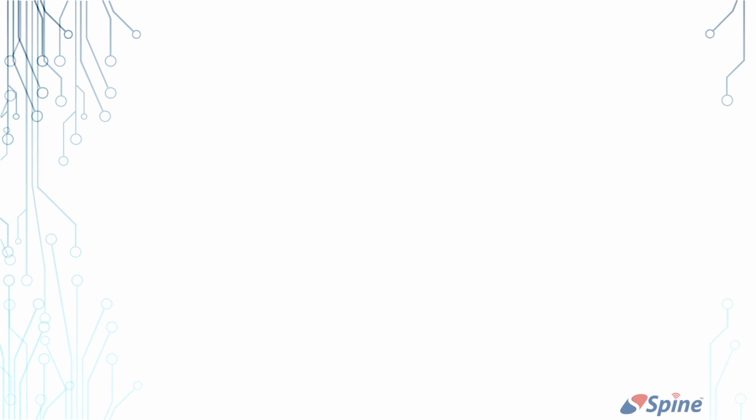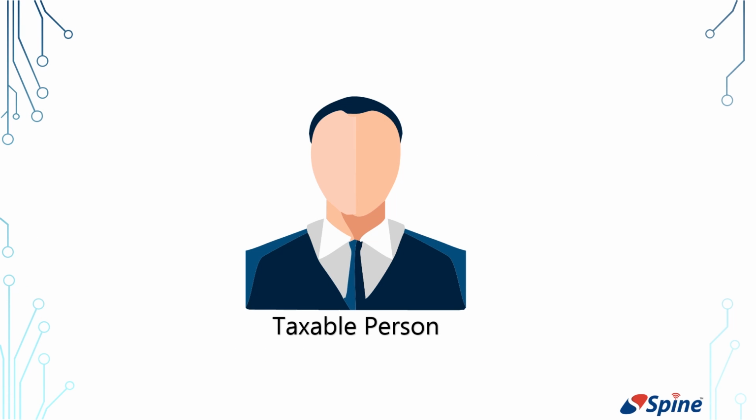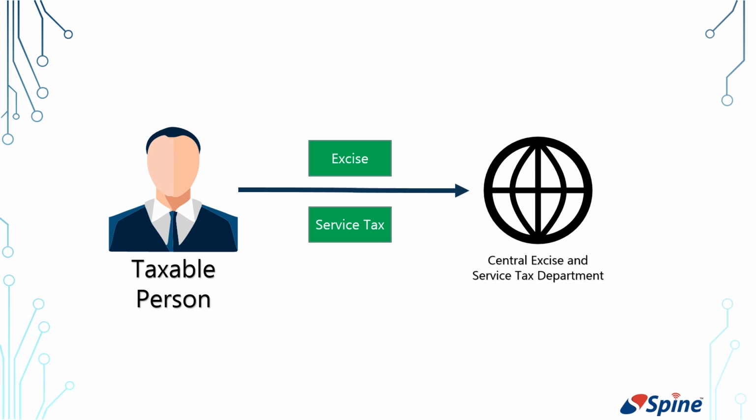Suppose you are this taxpayer, that is, anyone who is liable to pay tax. Note, for the purpose of this video, tax would mean indirect tax only. So, what are your responsibilities in the current tax regime? Mainly, you have to pay tax and file returns to the tax authorities. So, if you have a liability of excise or service tax, you have to file those returns or make those payments to the Central Excise and Service Tax Department. You do that by visiting the official website of that department.